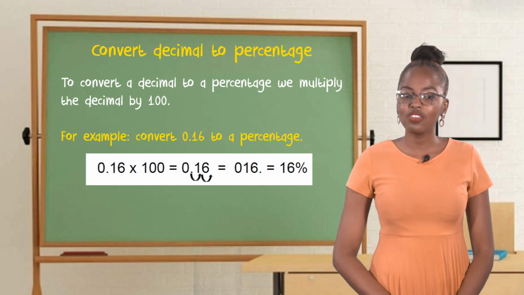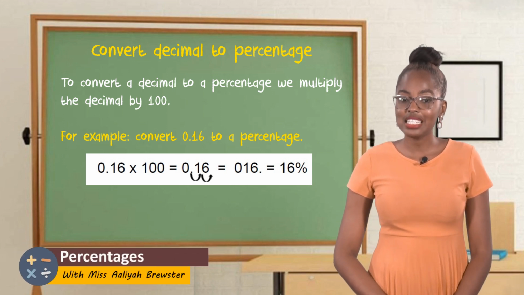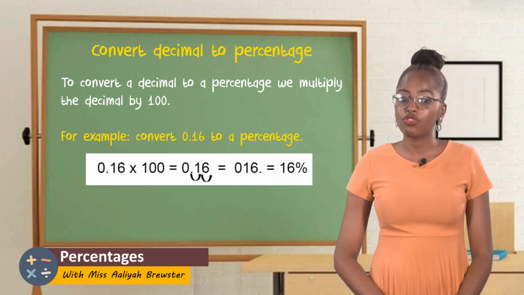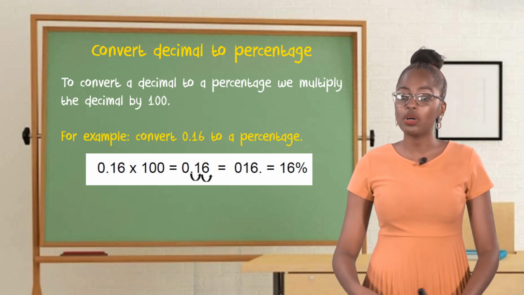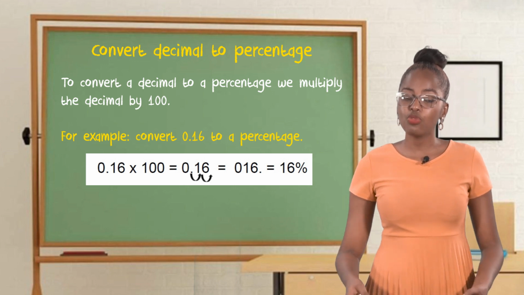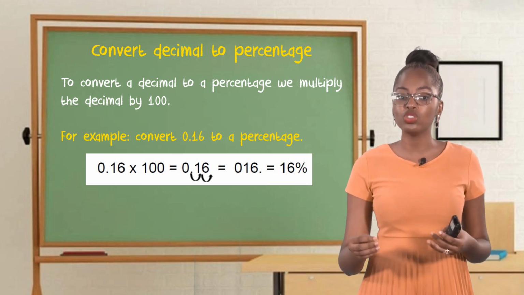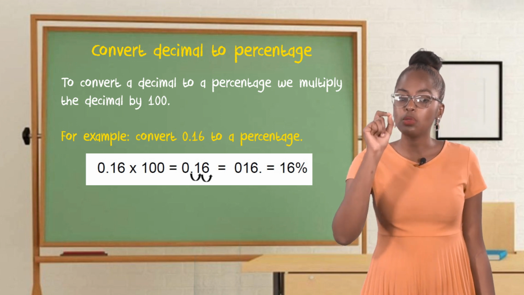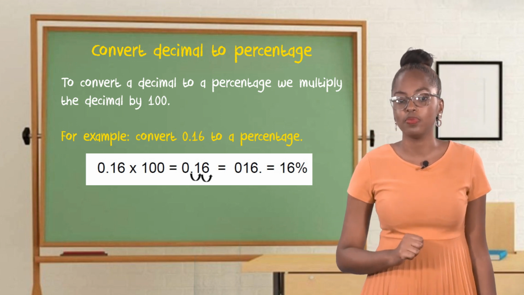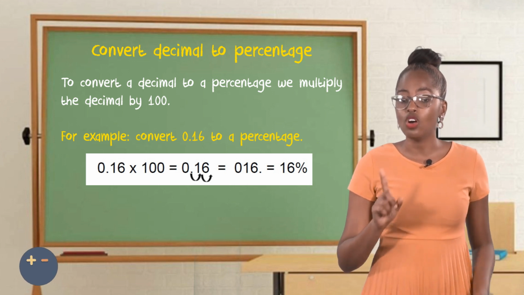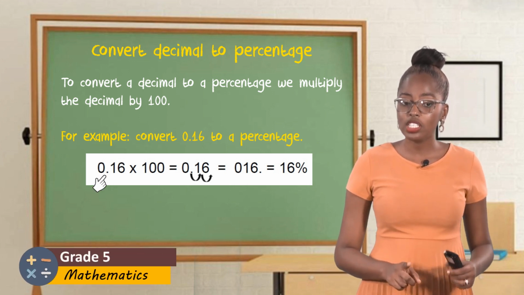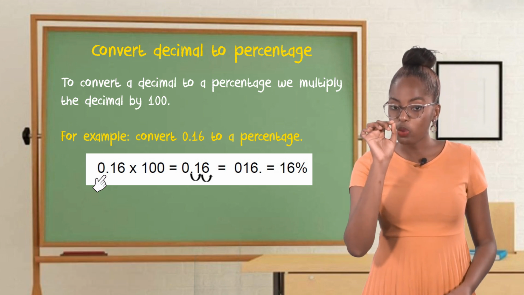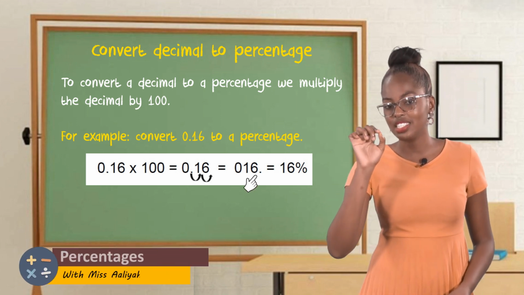Suppose we're asked to convert 0.16 to a percentage. Whenever we're asked to convert a decimal to a percentage, we multiply by 100. And if we're going to multiply by 100, we can find that answer easily by moving the decimal point 2 places. Only 2 places. Right now, the decimal point is between 0 and 1. And if we move it 2 places, the decimal point will move behind the 6.